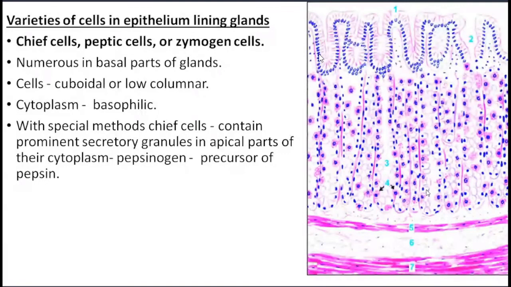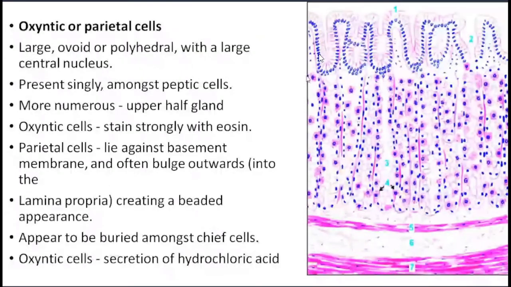So chief cells are cuboidal to low columnar cells showing basophilic cytoplasm, and you have to identify these cells. But sometimes with the light microscope you are unable to identify cells with basophilic cytoplasm; you can identify cells with pink cytoplasm. What are they? We will see the oxyntic cells, or the parietal cells. Here these are large ovoid cells.